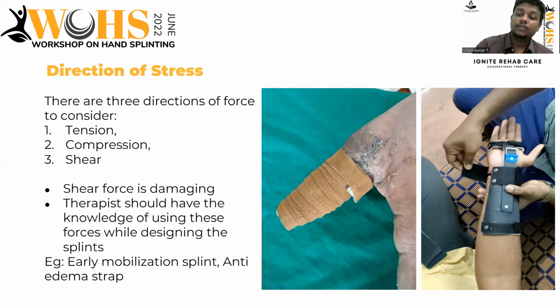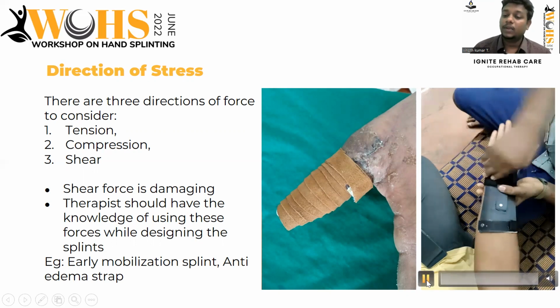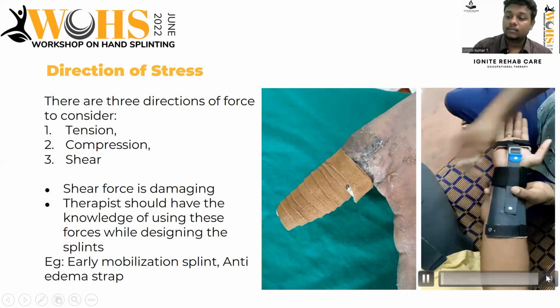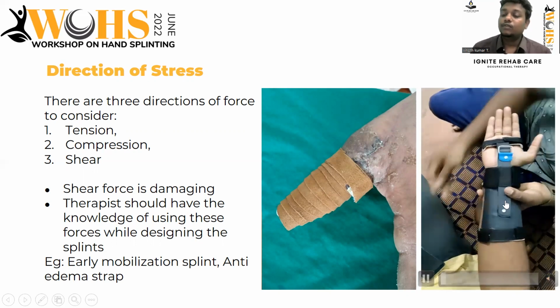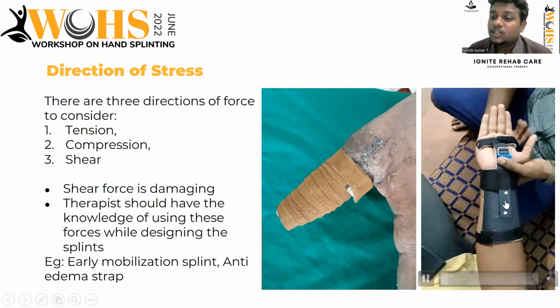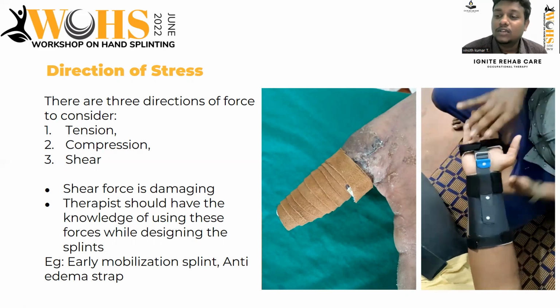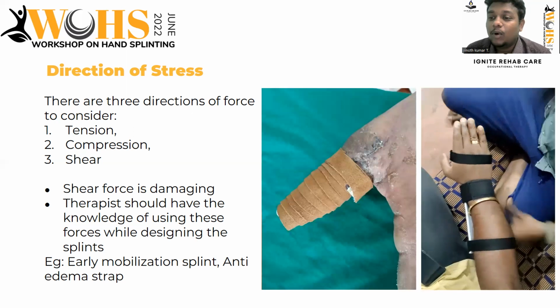For example, if you see here, it's a Metanan splint. Put on these straps. Start with this. If you see this Metanan splint, this also is not a patient, it is the model.